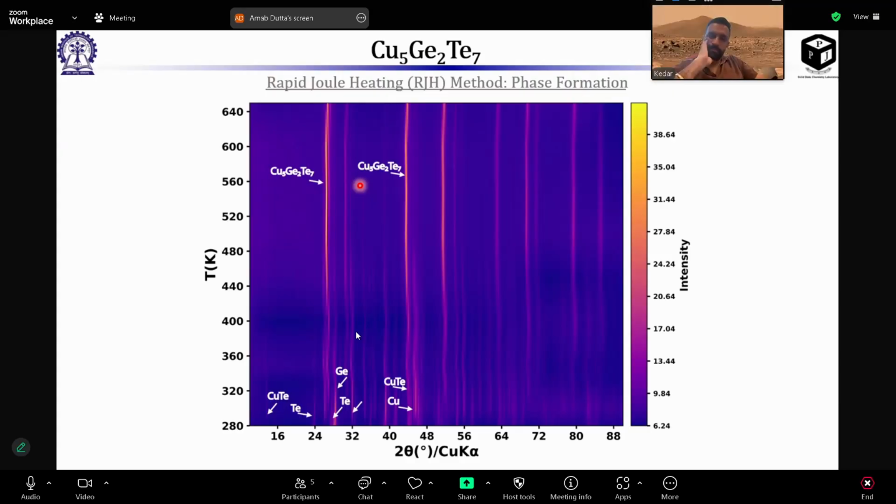Okay. So quite good, I think. That's quite consistent. So we can conclude that the ternary phase is the kinetic control, and then copper telluride is the thermodynamic control. That's exactly right.